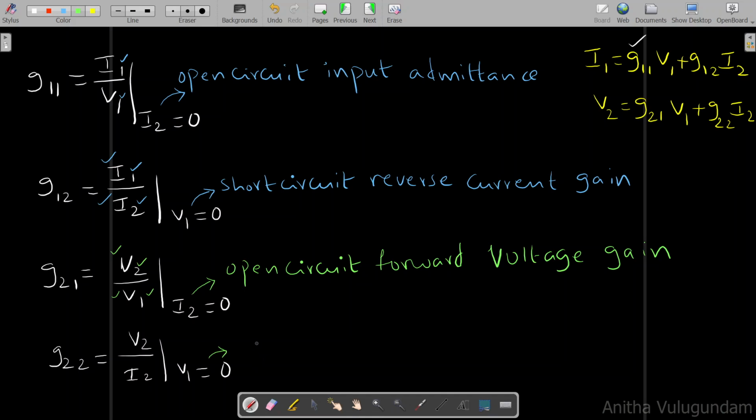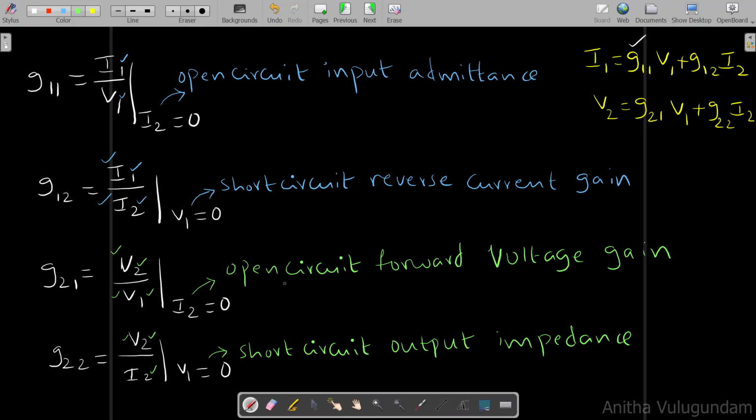G22. Condition is V1 equal to 0. So short circuit. Ratio is port 2 variable to port 2 variable. So output, and we have here V by I. V by I is impedance. So G22 is defined as short circuit output impedance.